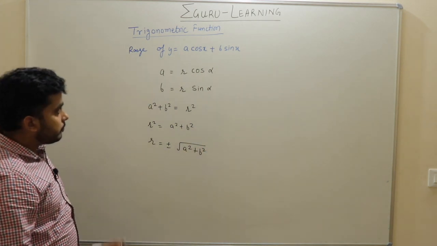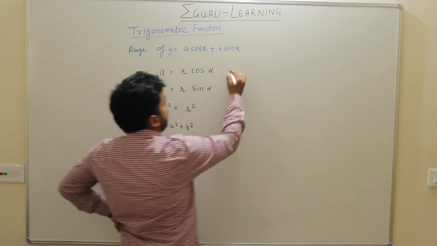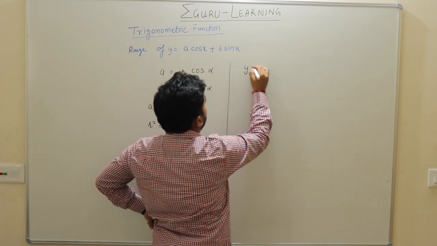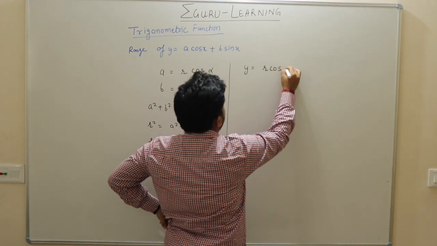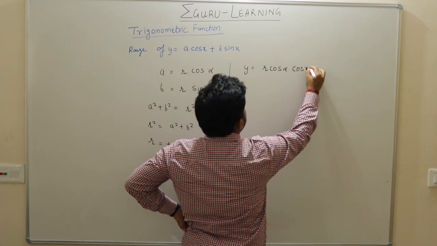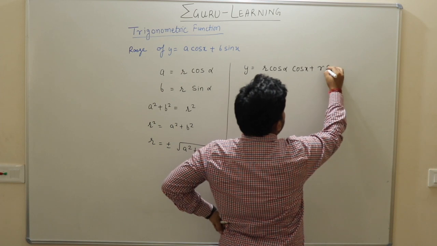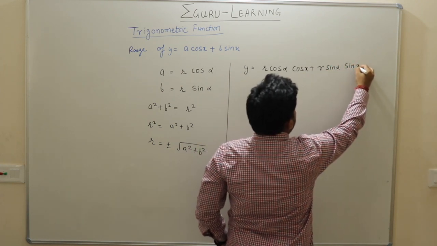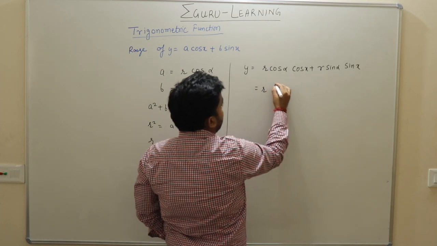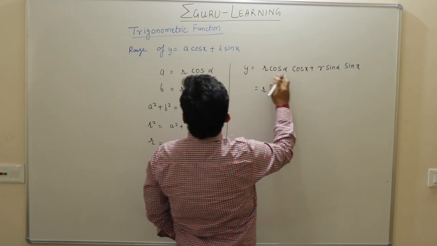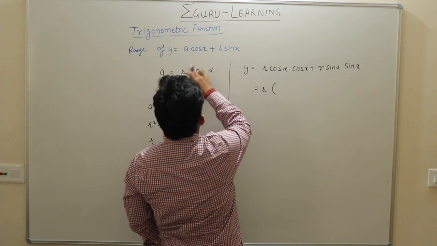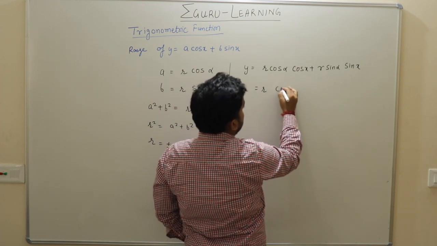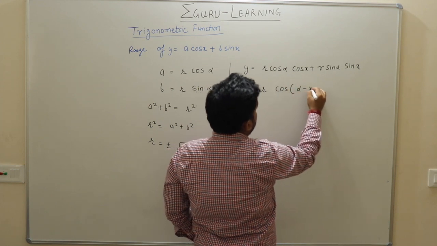Okay, now let us convert this. Let's put a equals r cos alpha here. So y will become r cos alpha into cos of x plus r sin alpha into sin of x. So let's take r common. We will get cos alpha. We have taken a as r cos alpha, so this will now become cos of alpha minus x.